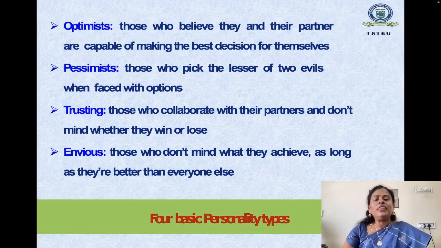Optimistic: those who believe they and their partner are capable of making the best decision for themselves. Pessimists: those who pick the lesser of two evils when faced with options. Trusting: those who collaborate with their partners and don't mind whether they win or lose. Envious: those who don't mind what they achieve as long as they are better than everyone else.